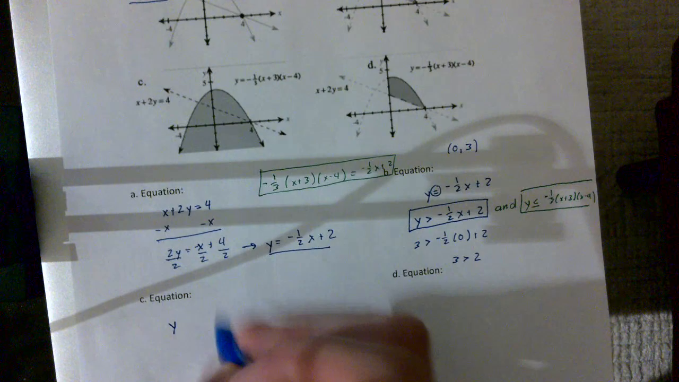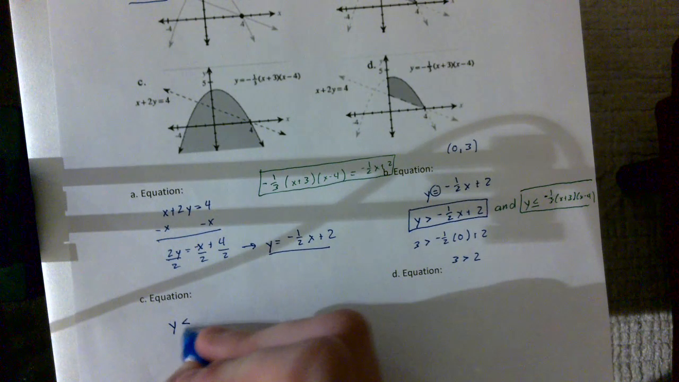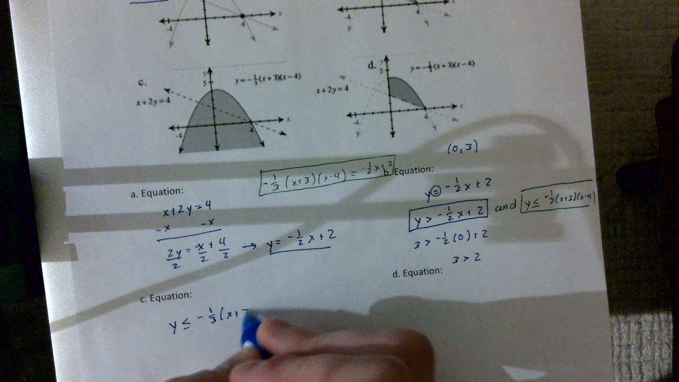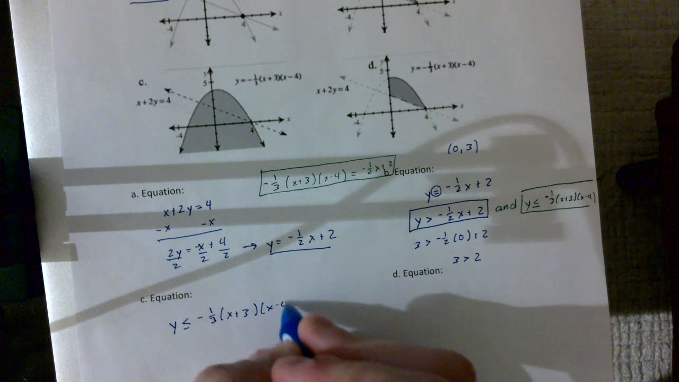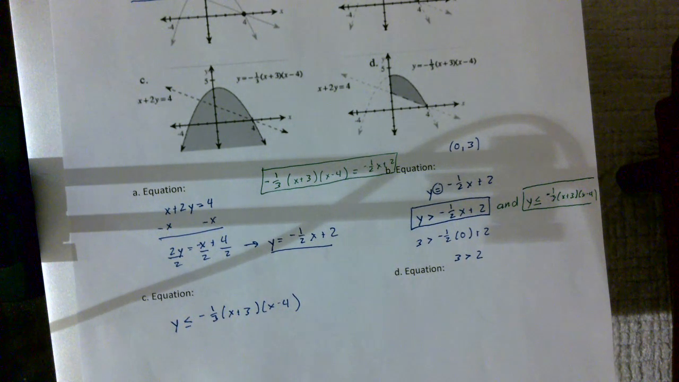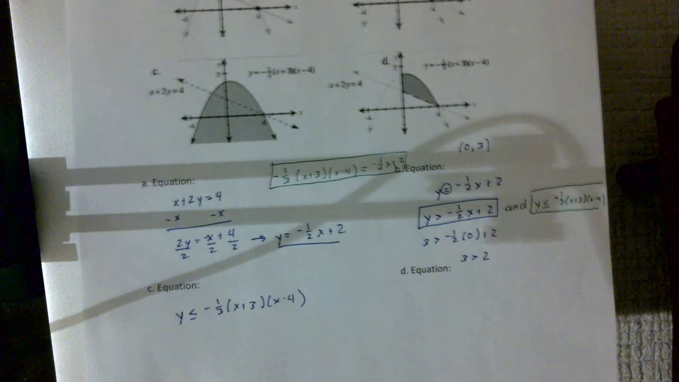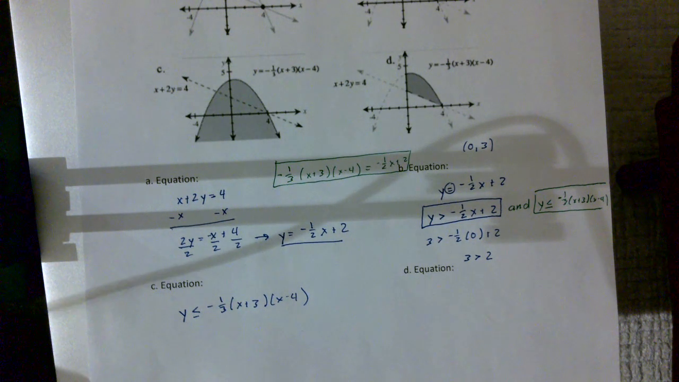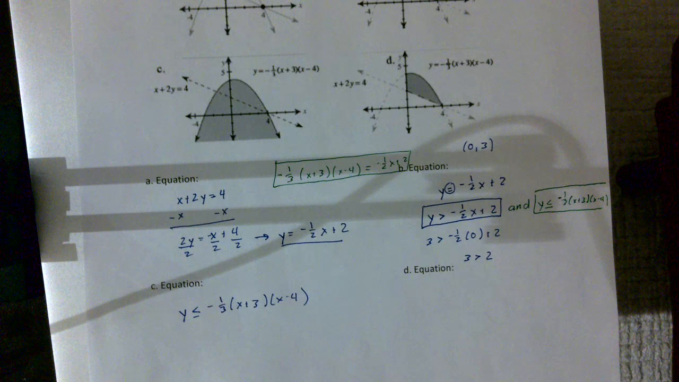So y is, again, less than or equal to the value of negative 1/3 multiplied by x plus 3, and then multiplied by x minus 4. Now what you end up noticing here is, again, similarly to the last problem, in this case, we're looking at the expression x plus 2y is equal to 4.